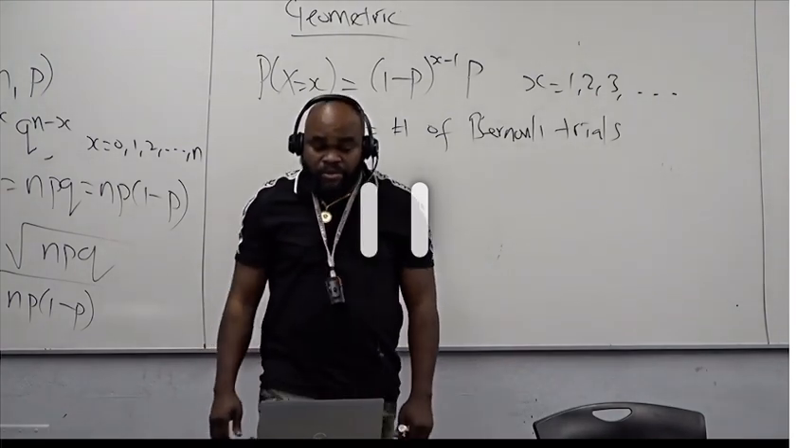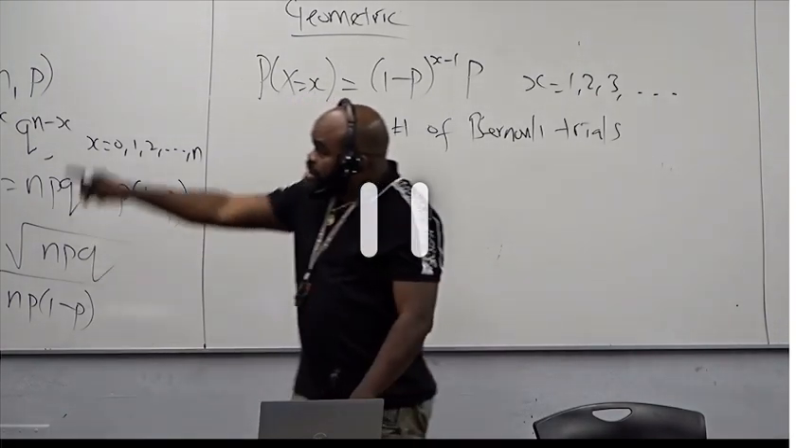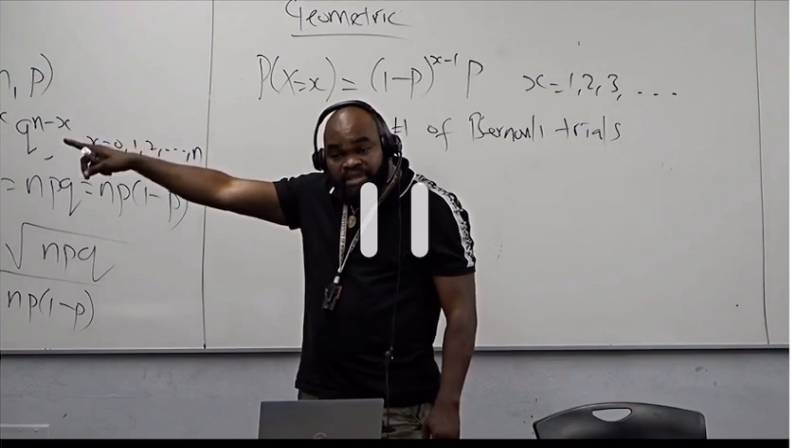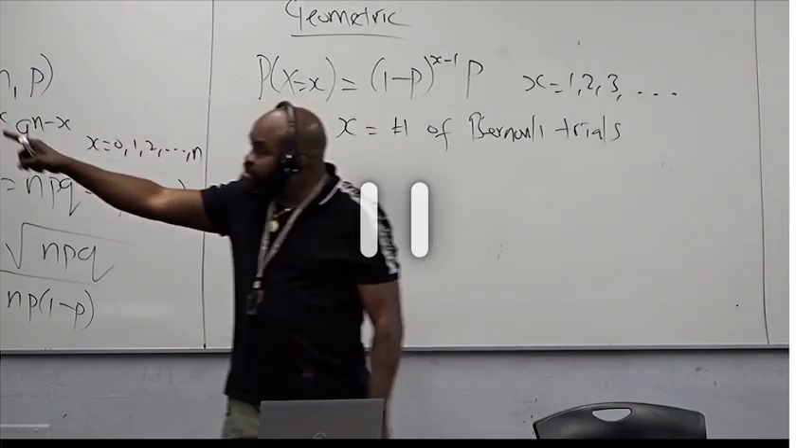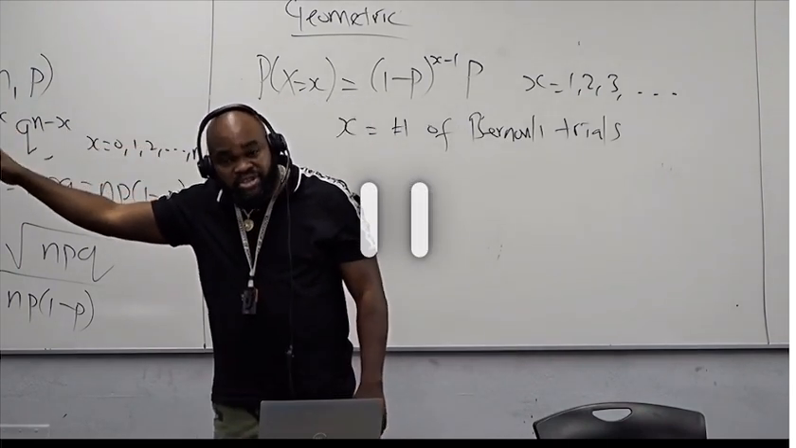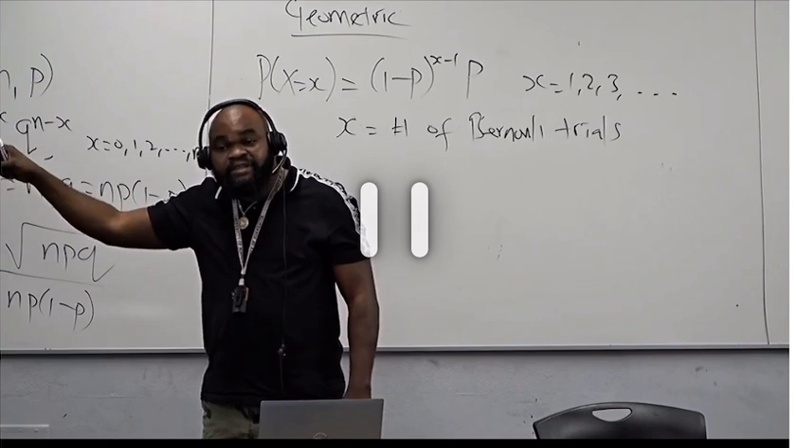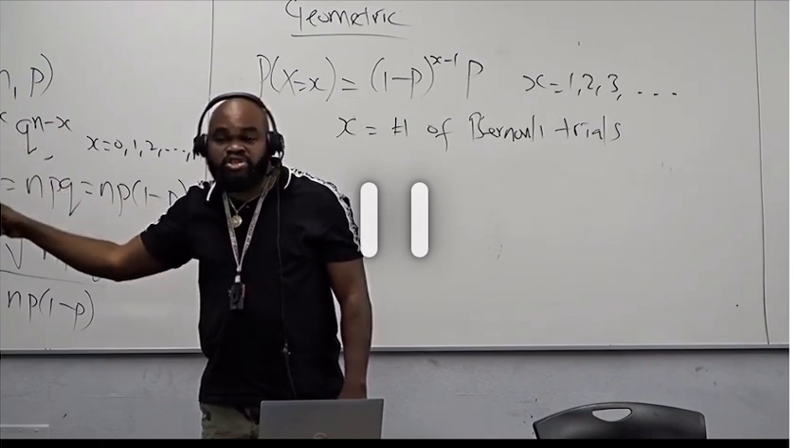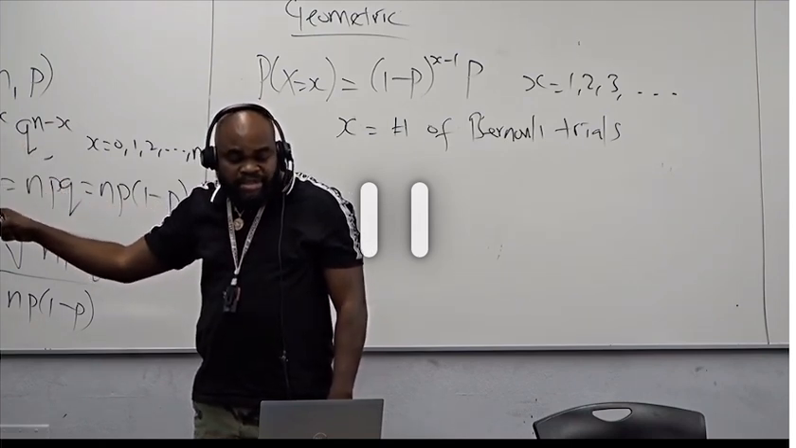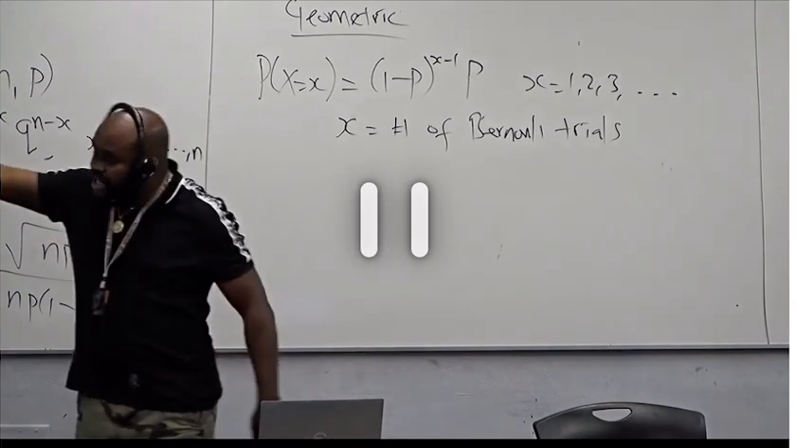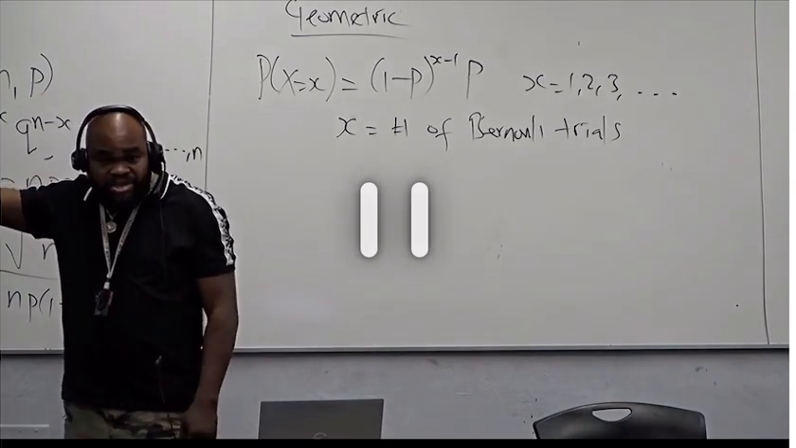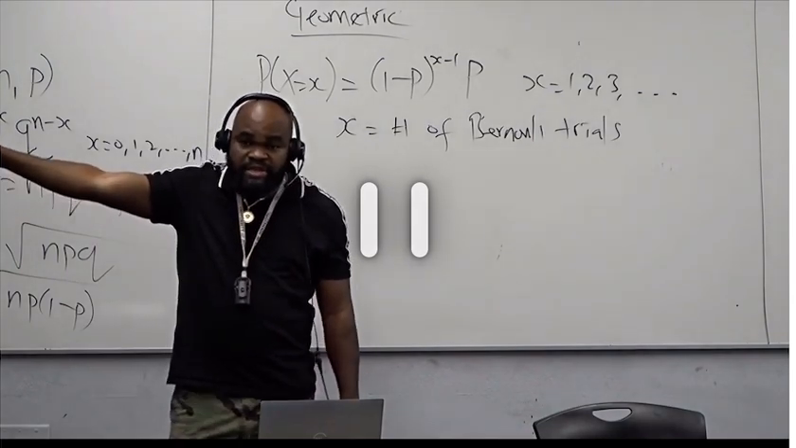Expected value of x equals 1 over p. Now, what is p in this case? p is the probability of success. p still remains the probability of success, but x is the number of Bernoulli trials. Does that make sense? And you can see the variance. You can see the standard deviation that I'm actually showing you right now.